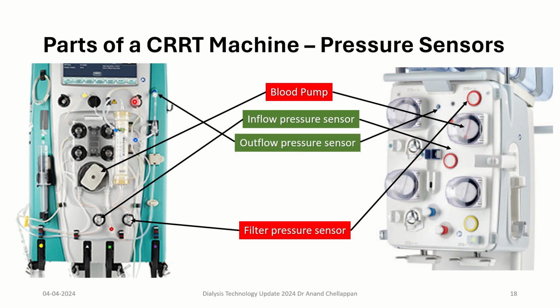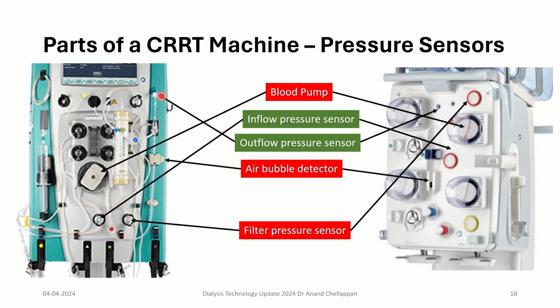Now, once the blood passes through the dialyzer, it comes out through this line. This is the outflow line. It passes through the venous drip chamber, and here we have the outflow pressure sensor. So this can sense the pressure abnormalities in the outflow segment. And this outflow pressure sensor is located here in the multifiltrate machine.